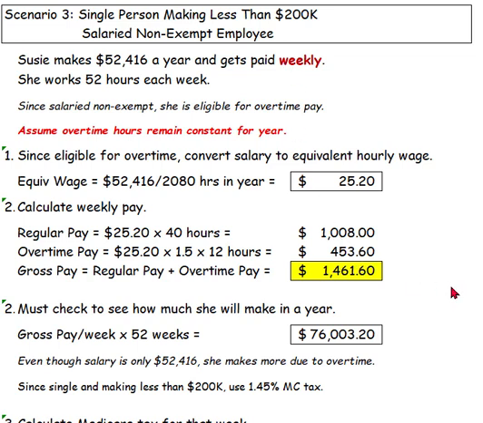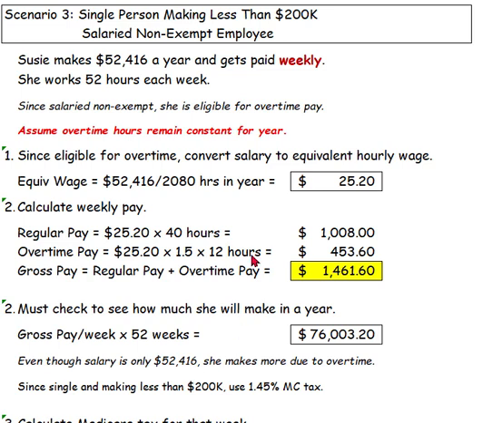Now, this is not going to be the case, but we still need to check if her gross pay for the year is less than $200,000, because if it's over, we have to do something additional. So her gross pay per week times 52 weeks, if you take this number times 52, her gross annual pay is $76,003.20, which is going to be less than the $200,000.